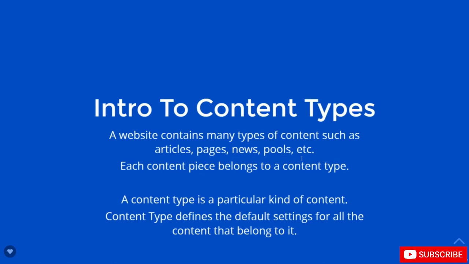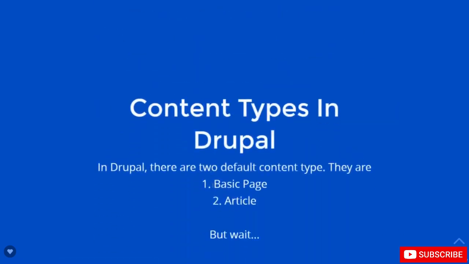So what exactly is a content type? Well, a content type is nothing but a term that is used to define a particular kind of content. And this content type will define the default settings for all the content that belongs to it. For example, in Drupal, we have two content types. The first content type is known as basic page, and the second content type is known as article. And the default settings for both of these content types are different.